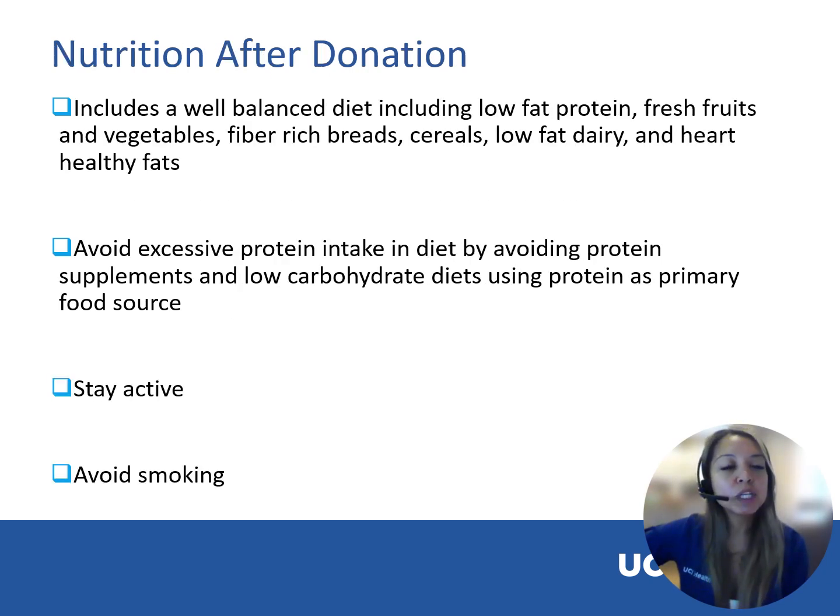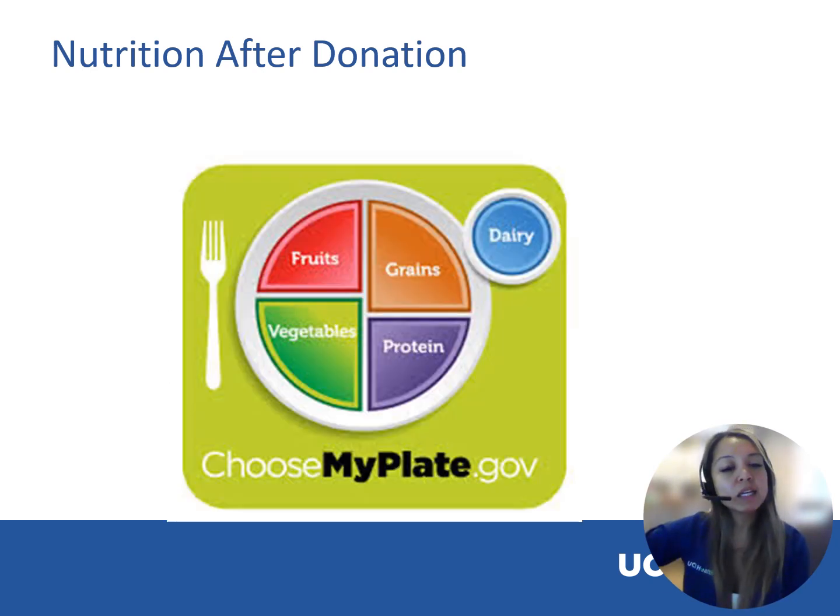So nutrition after donation includes a well-balanced diet, including low-fat protein, fresh fruits and veggies, fiber-rich breads, cereals, low-fat dairy, and heart-healthy fats. Avoid excessive protein intake in your diet by avoiding protein supplements and low-carb diets using protein as your primary food source. Stay active and avoid smoking. This slide is just giving you an idea of what our dietitian recommends for nutrition after donation, having a well-balanced plate of fruits, veggies, grains, protein, and dairy.